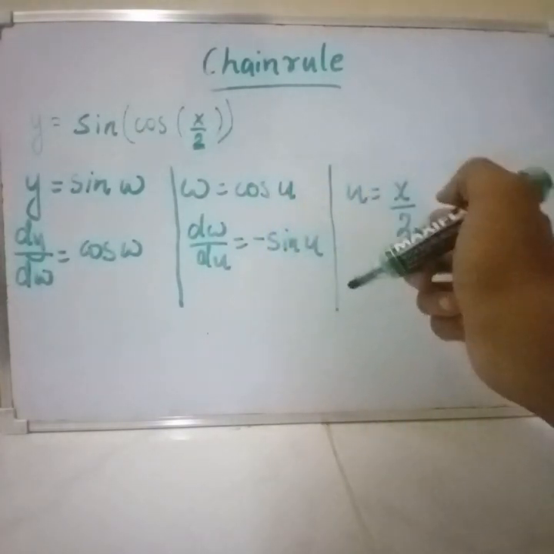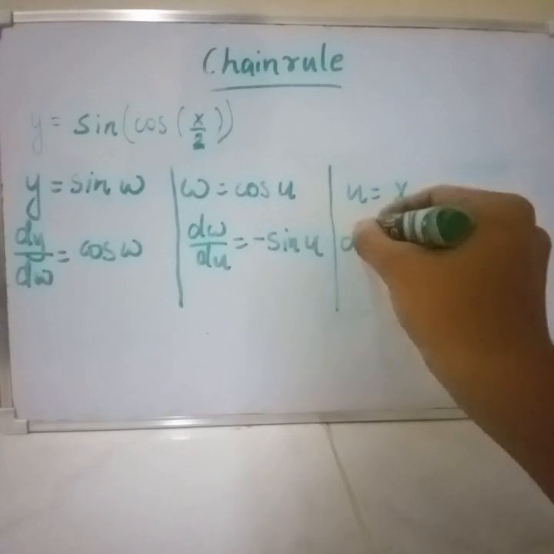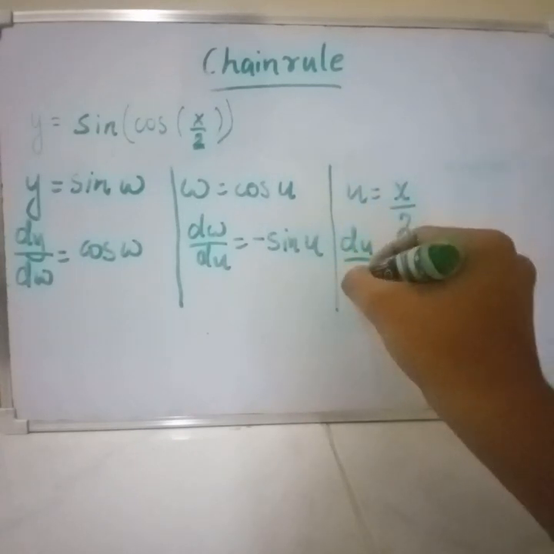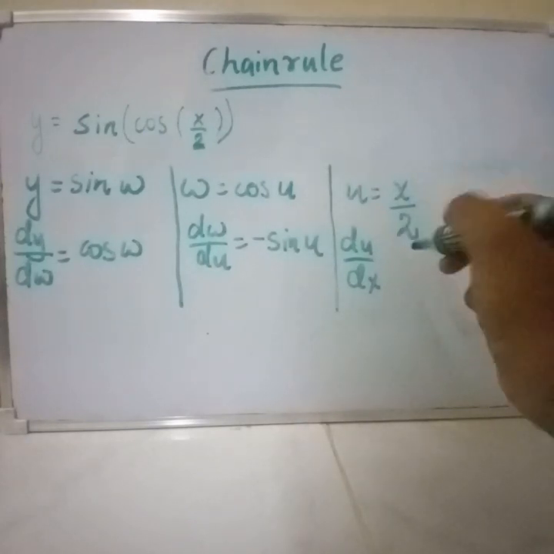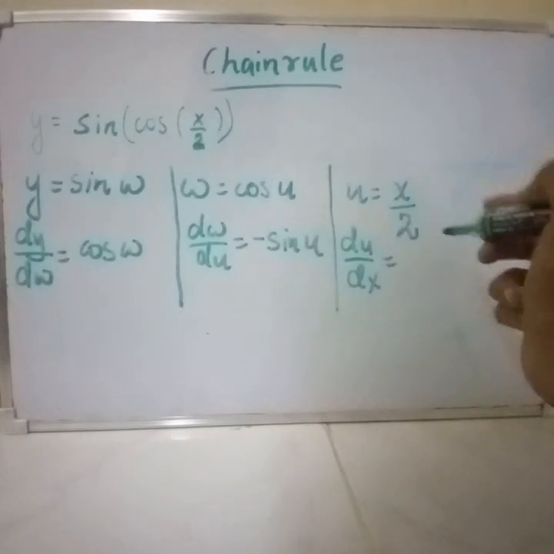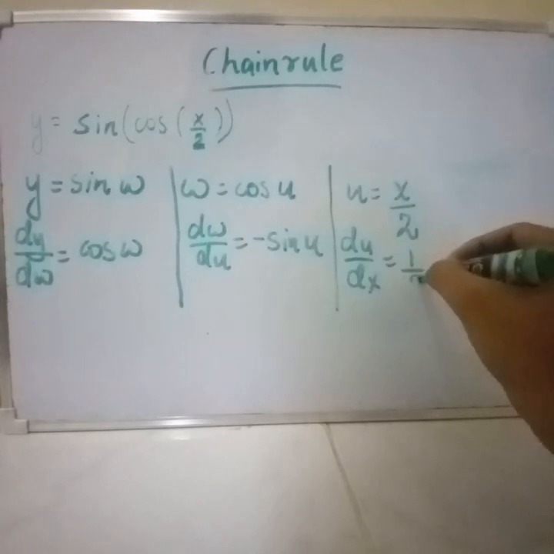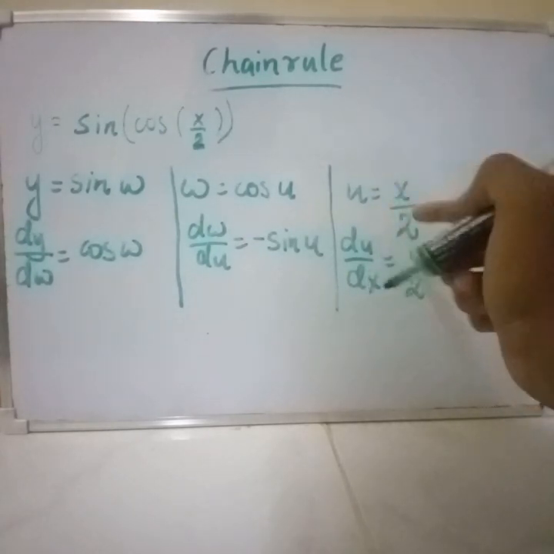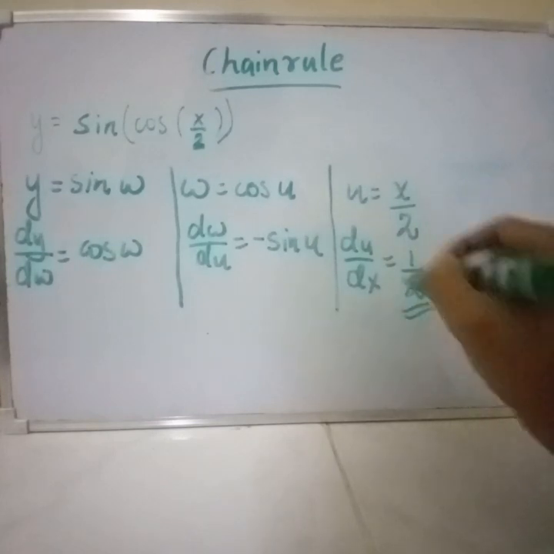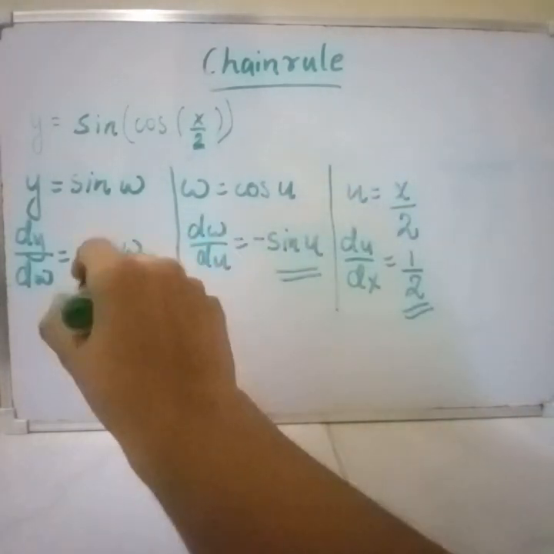So now, going to the last part, we have to find the derivative of u with respect to x. Here we can take the derivative directly, right? Because there's just a constant with x, so it will be half, and the derivative of x will be 1, so half into 1 will be half. So we have three different parts here.